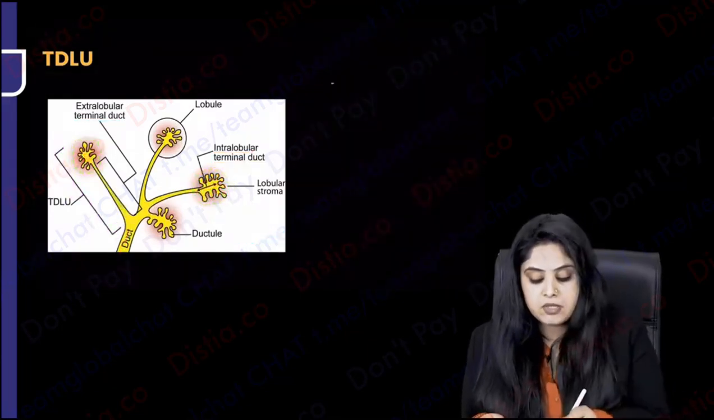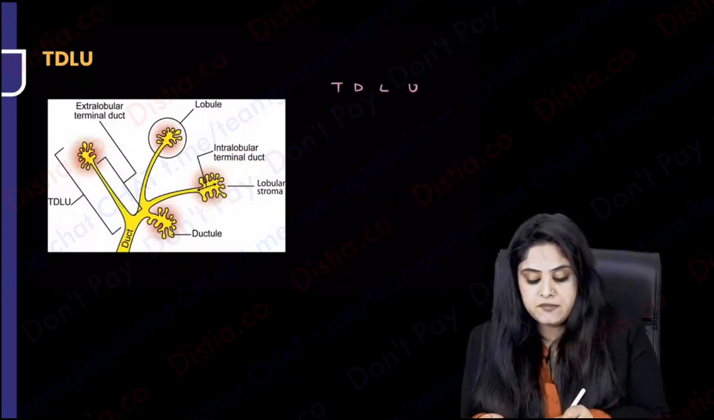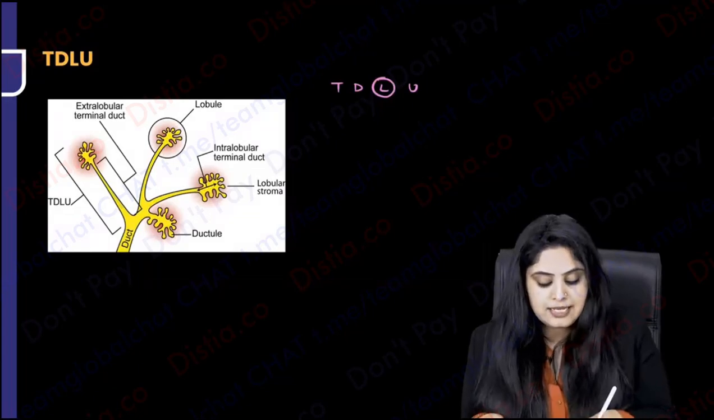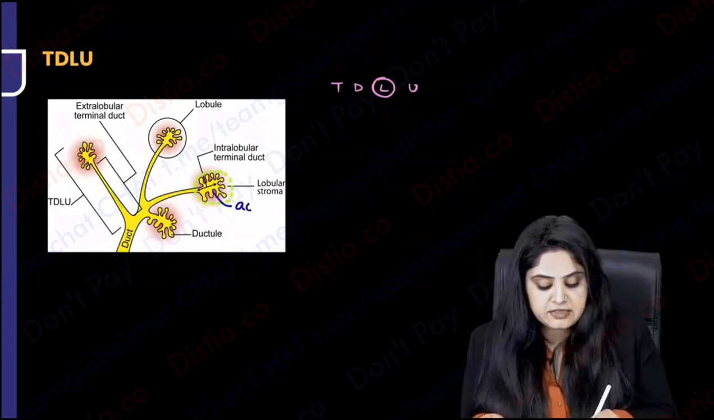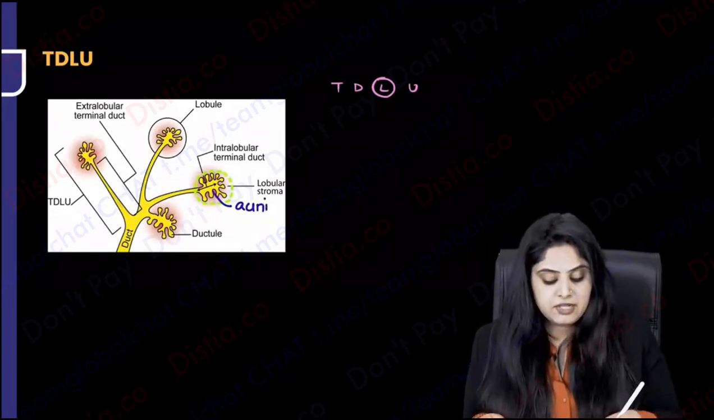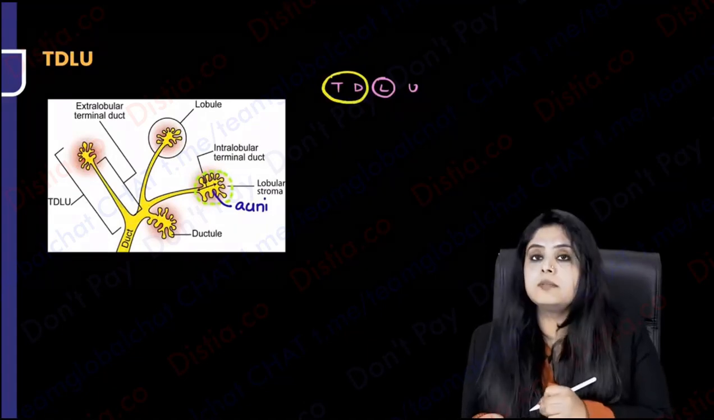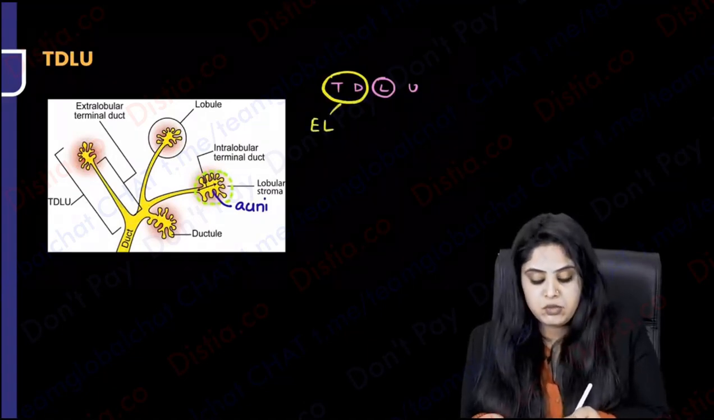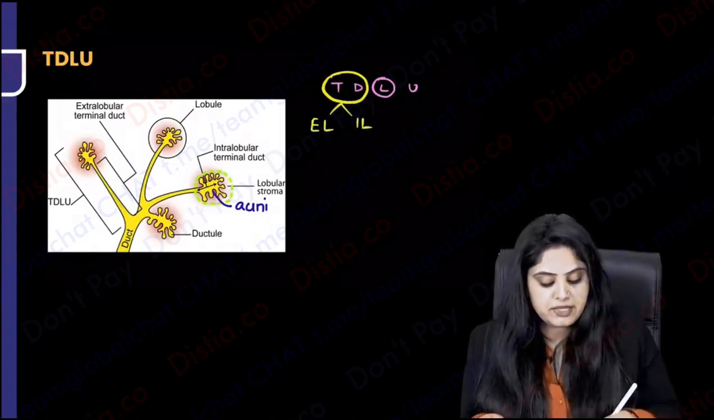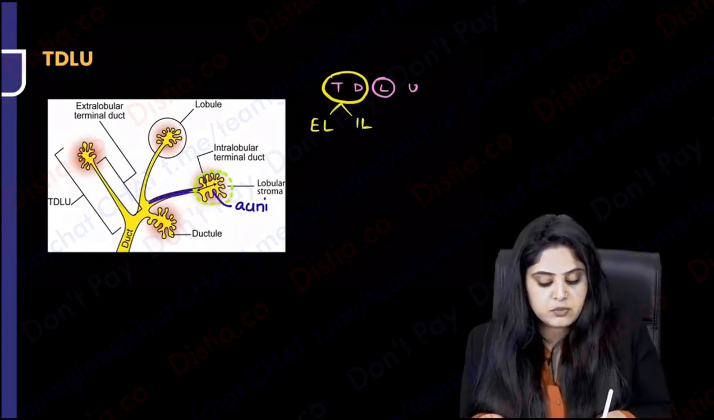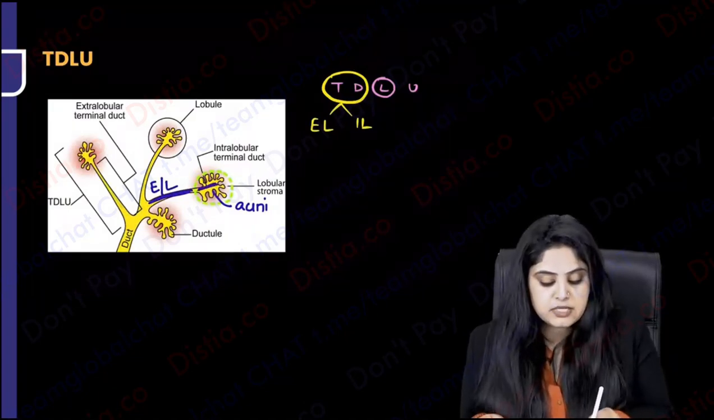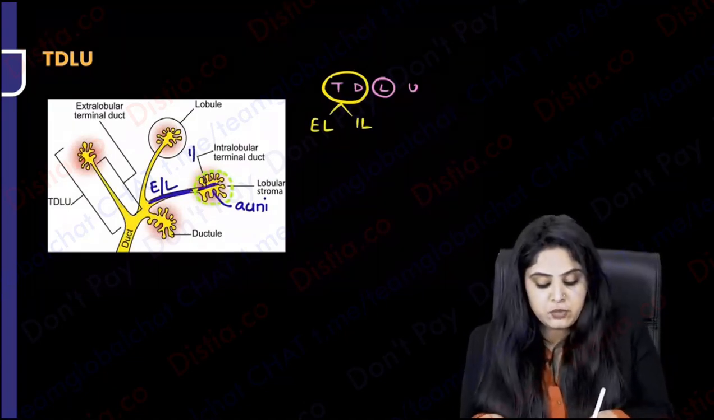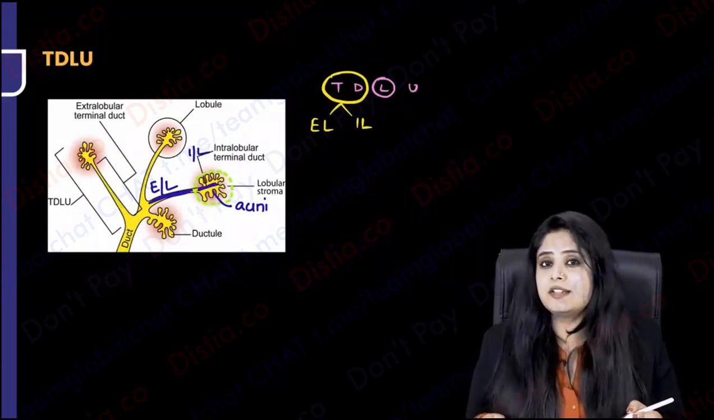So let's do a very quick recap about whatever we studied up till now. Whenever I'm talking about a terminal duct lobular unit, first I have to look at the lobule. The lobule basically contains a bunch of acini. Then we come to the terminal duct part. The terminal duct part has two parts, extralobular and intralobular. So I can see over here there is one part of the duct which is outside the lobule, which is extralobular. One part of the duct is inside the lobule, that is intralobular. So yes, these two parts are done.